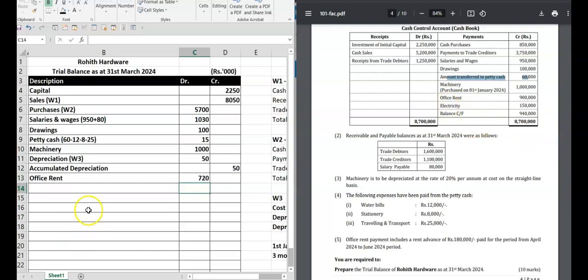Then electricity. What about electricity? Are they saying anything about the electricity? No. So electricity is 150,000. So how can you write this?